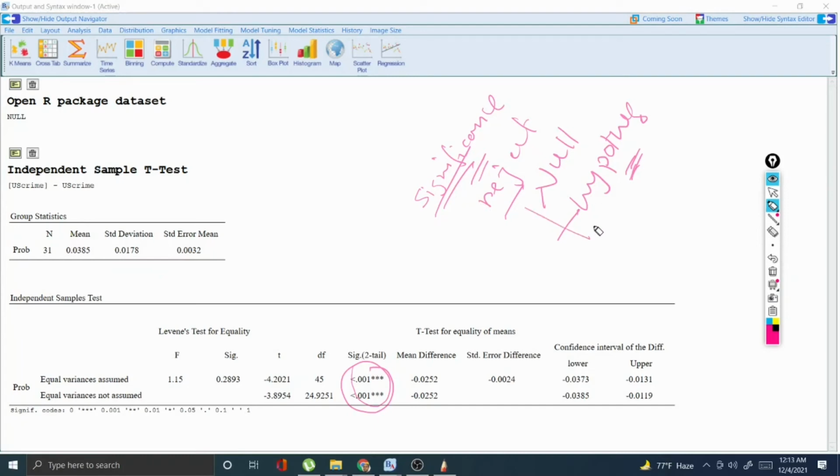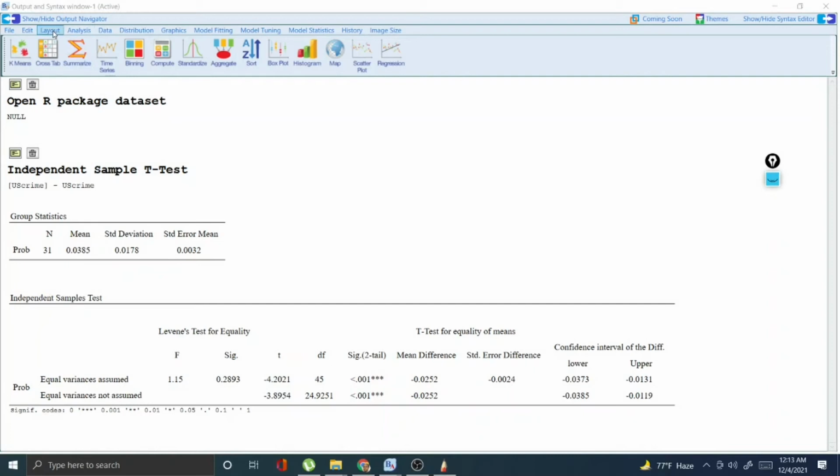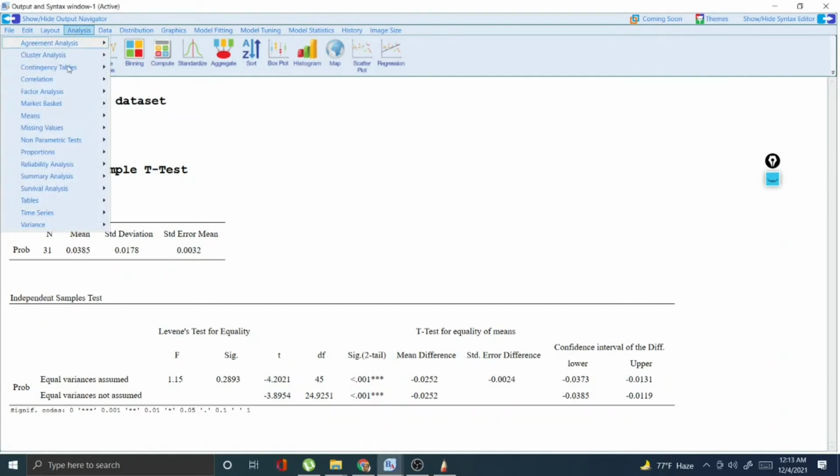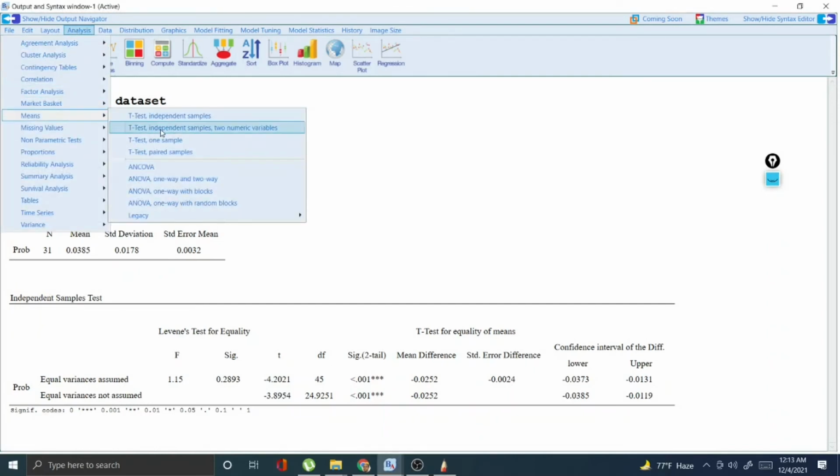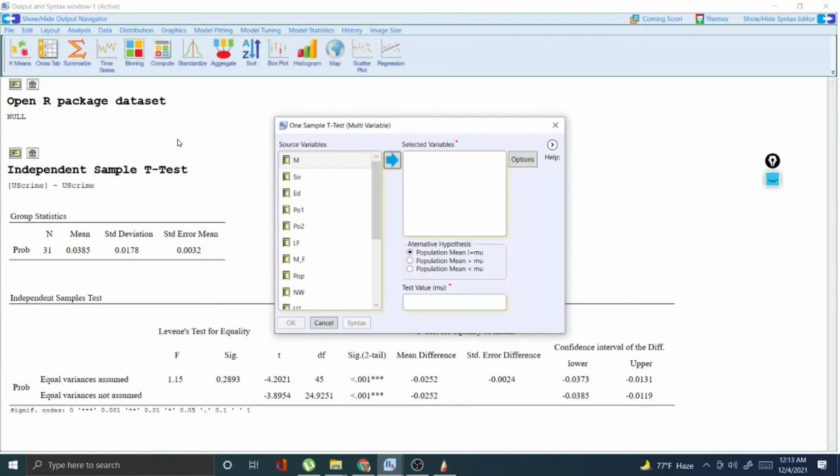That is the idea behind our t-test, to see the association between the two groups of variables, whether their means are equal or not. So if this is so, then we can always go back and see another analysis: go to the mean and see the t-test independent samples, two numeric variables, t-test one sample, paired samples, let's say one sample test if we like to say, same way.